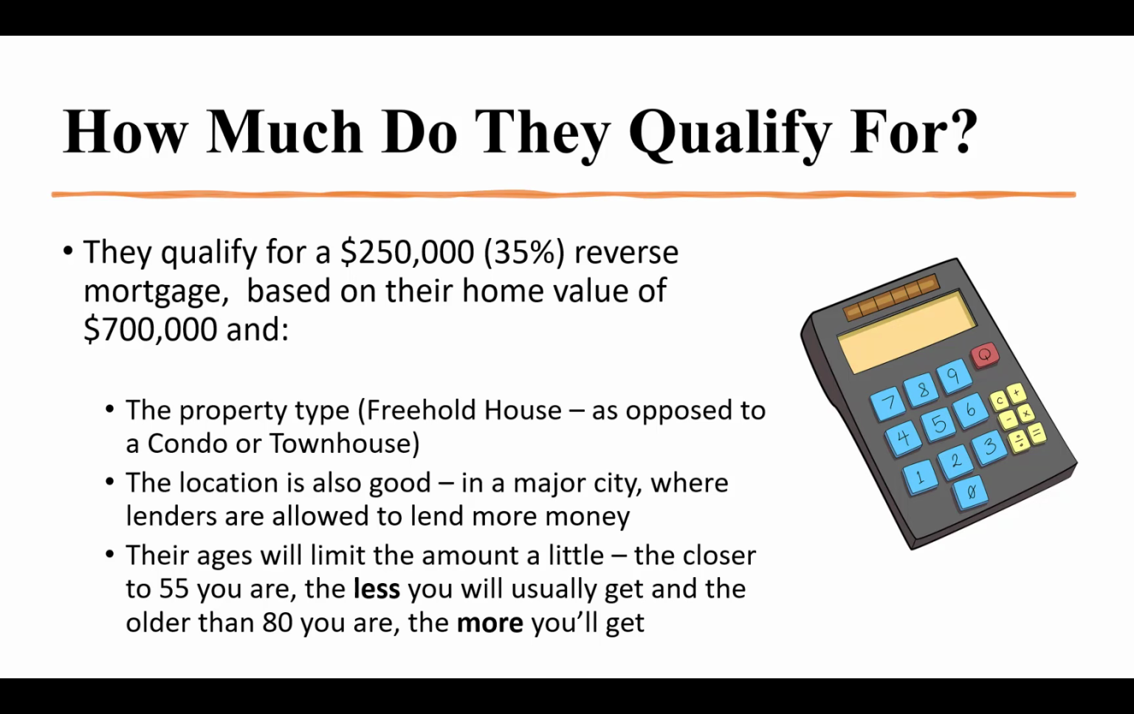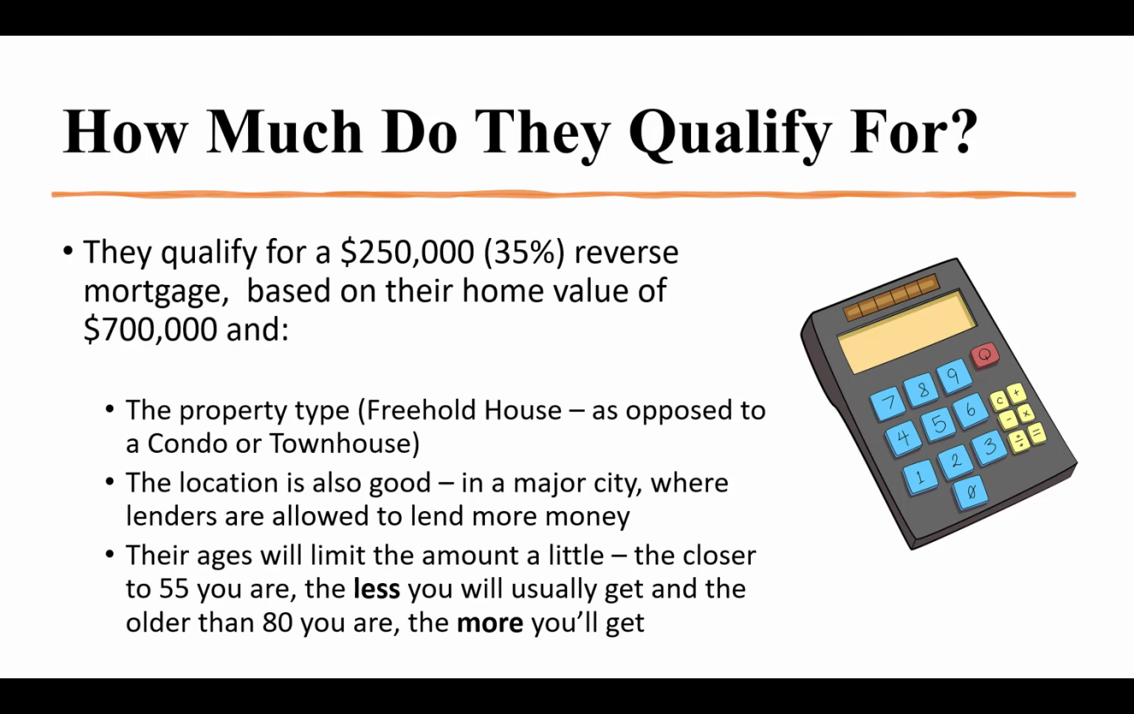And what impacts this calculation is the property type. So theirs is a freehold house as opposed to a condo or townhouse, which would qualify for less. The location is also good. It's in a major city, and lenders are allowed to lend more money in major cities. They're actually not allowed to lend as much in more rural areas because of actuarial calculations. And I'll talk a little bit more about this as we go through this example.